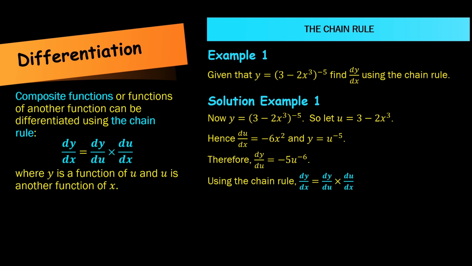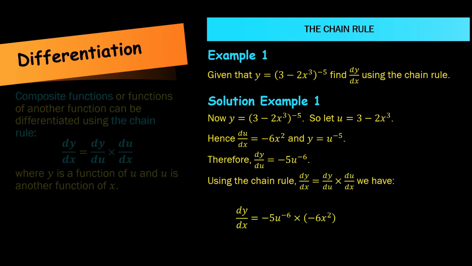We can now plug in du/dx and dy/du into the formula for the chain rule, as shown here. So we have this expression for dy/dx. However, u is a variable which we have introduced, and therefore we must now replace it with the expression we originally had for u.